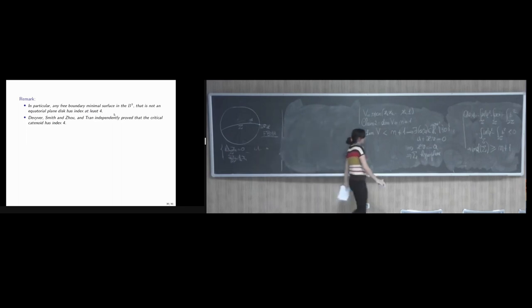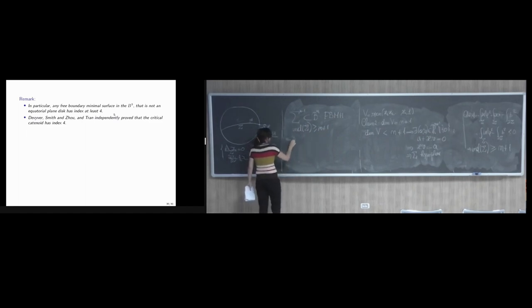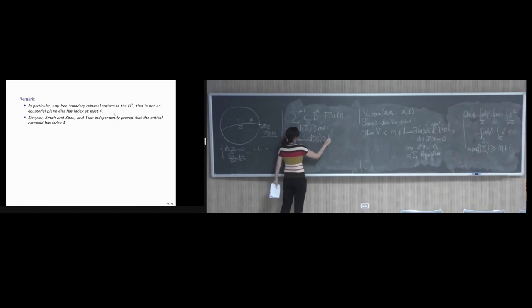When I prove that if you have the boundary minimum hypersurface, you prove that this is bigger than n plus 1. And when you consider n equal to 3, the natural question is where the equality here occurs.